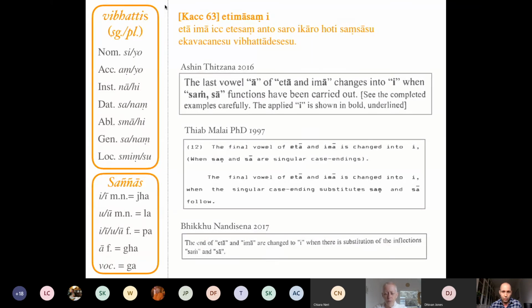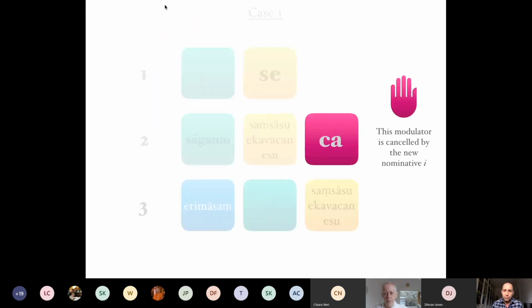As you can see very well, there is no difference between the full translation of the sutta and the translation of the vutti, because any full translation of the sutta will look like the vutti. The vutti is nothing but the full expression of the meaning of the sutta. Finally, Nandisena's version, again simply giving one translation that applies to the sutta or the vutti: the ending vowels of eta and ima are changed to I when there is substitution of the inflections sam and sa. Okay, it's quite complicated.